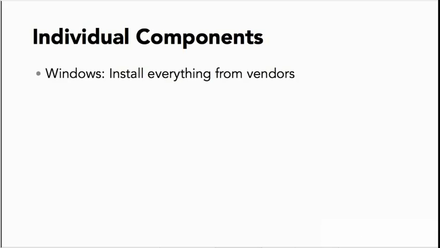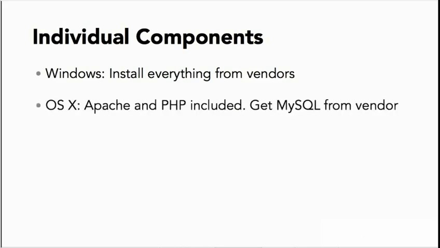On Windows, that means you'll download individual components from each vendor. Apache from the Apache Foundation, PHP from the PHP website, and MySQL from MySQL.com. On Mac OS X, Apache and PHP are already included. You just need to know how to start up Apache and how to activate PHP. You'll still get MySQL, though, from MySQL.com.